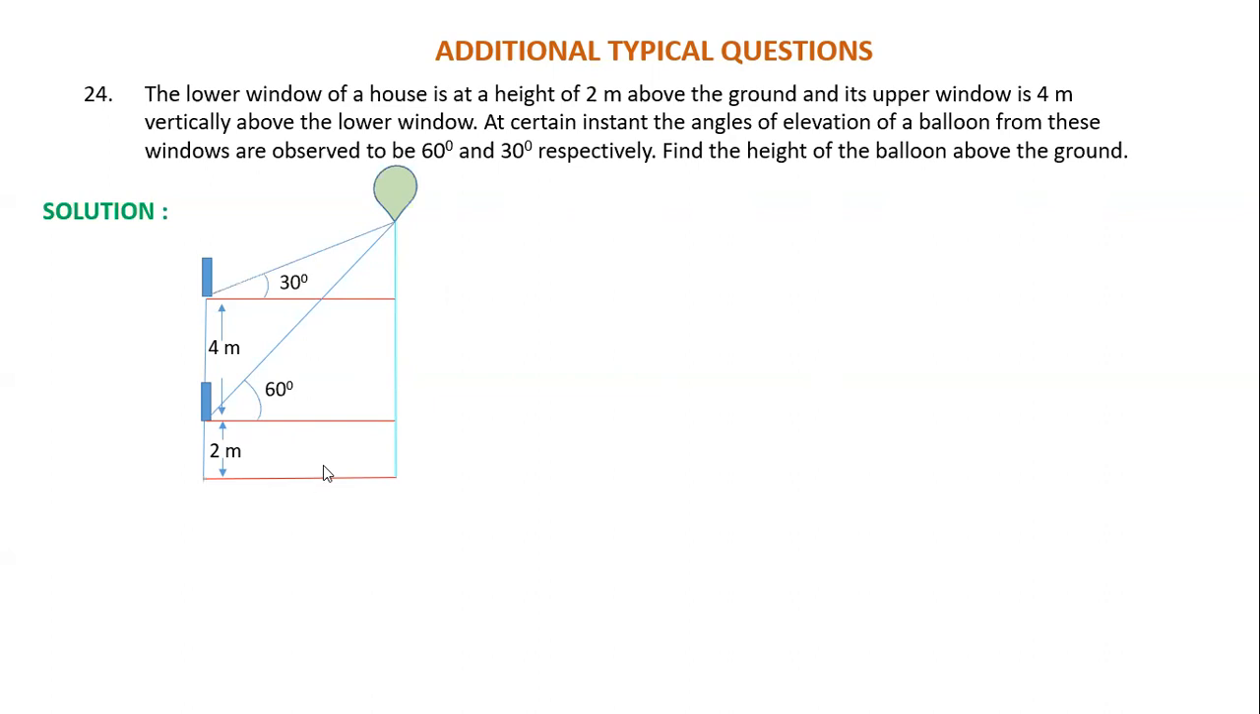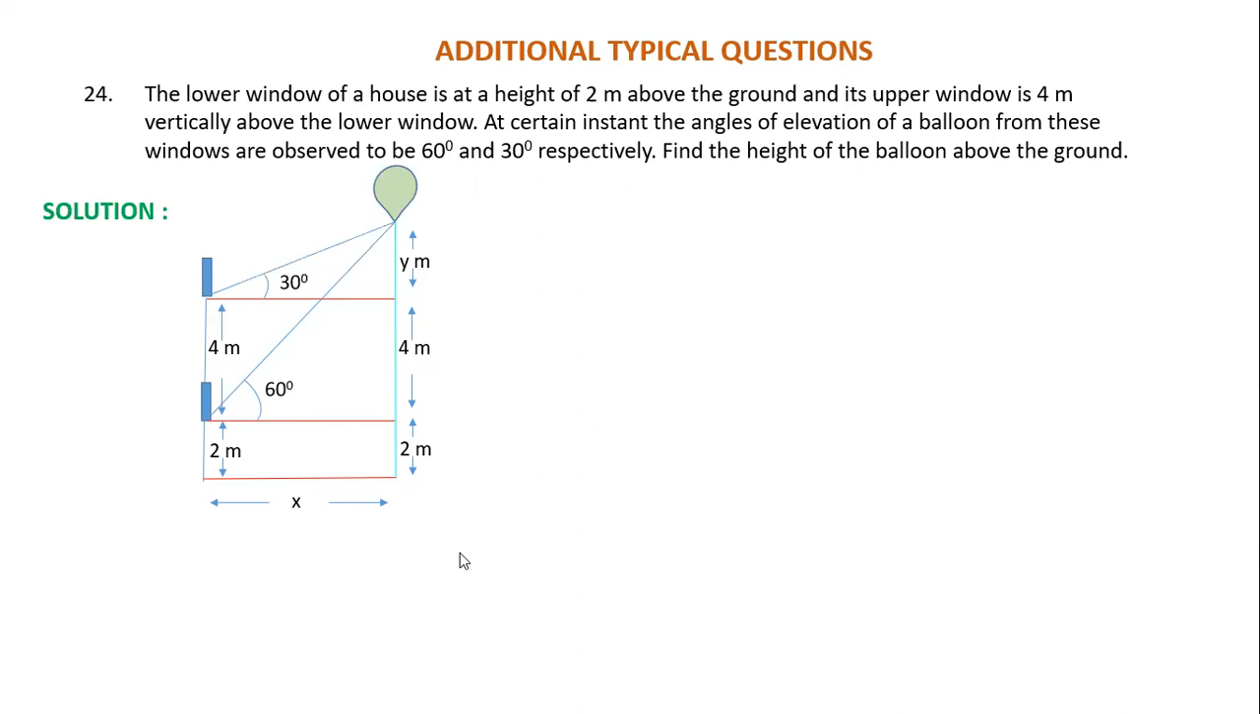Okay. So this is 4. This is also 4. This should be h. So this is 2. So this is 2. This is 4. This is also 4. And let this be y, and let this be x. Now, this is x. That means this is x and this is also x.